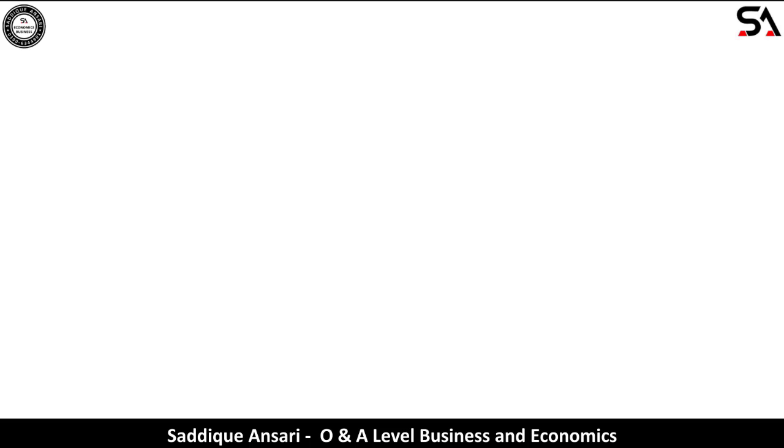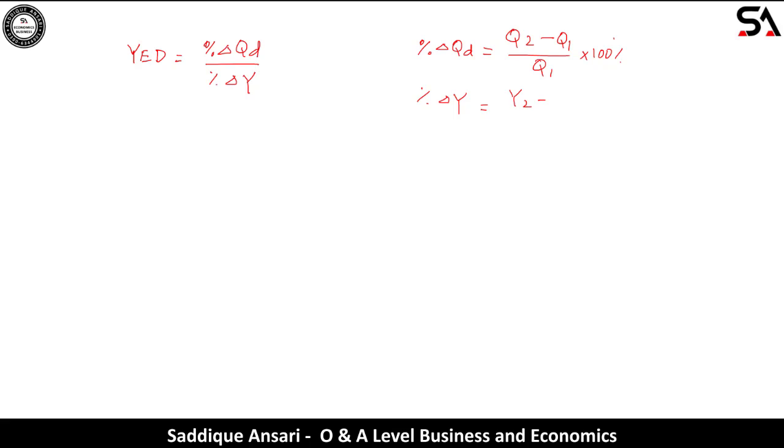So the first formula is income elasticity of demand is equal to percentage change in quantity demanded divided by percentage change in income. Now, percentage change in quantity demanded can be calculated by using this formula: Q2 minus Q1 divided by Q1 multiplied by 100%. And percentage change in income can be calculated as Y2 minus Y1 divided by Y1 multiplied by 100%.